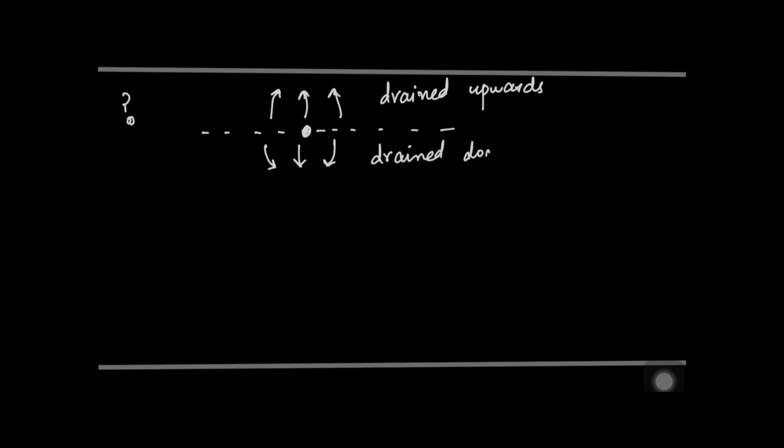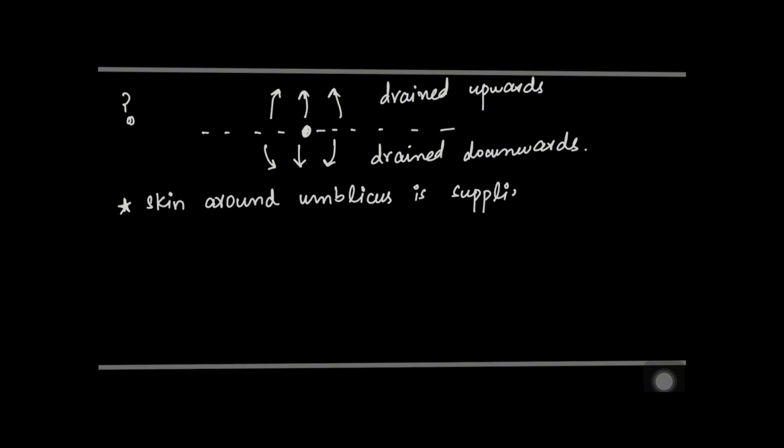Let's suppose we are drawing the umbilicus on the anterior abdominal wall, and then we draw a transverse horizontal imaginary line from one side of the abdomen to the other side that passes through the umbilicus. Now, the area above this imaginary line is drained upwards, venous and lymphatic drainage, and the area below this line is drained downwards: upwards by the axillary lymph nodes and downwards by the superficial inguinal lymph nodes. And the skin around the umbilicus is supplied by the T10 nerve.